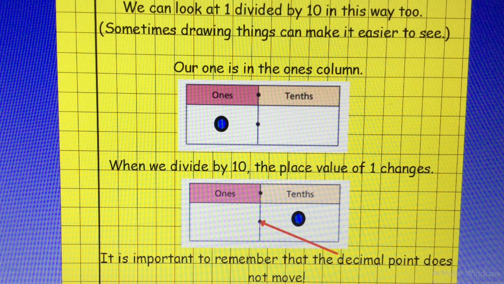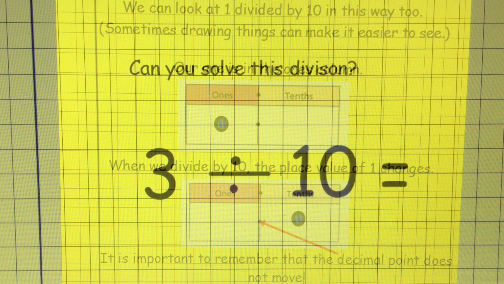We can look at 1 divided by 10 in this way too. Sometimes drawing things can make it easier to see. So here we have our 1 in our ones column. When we divide by 10, the place value of 1 changes. It's really important to remember that the decimal point does not move. It's the value of the digit that changes. So here you can see that our 1 was in the ones column, and when we divide by 10, our 1 is now in the tenths column, showing that 1 divided by 10 is 0.1.